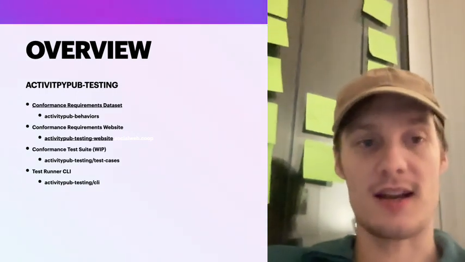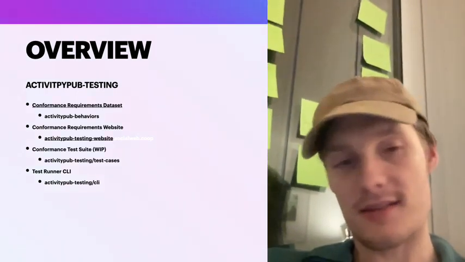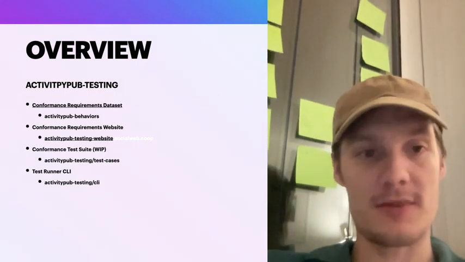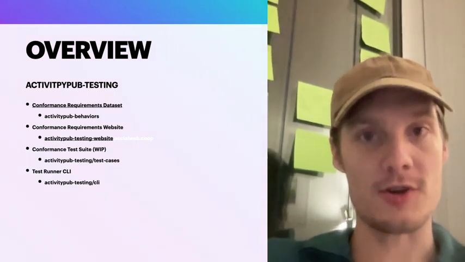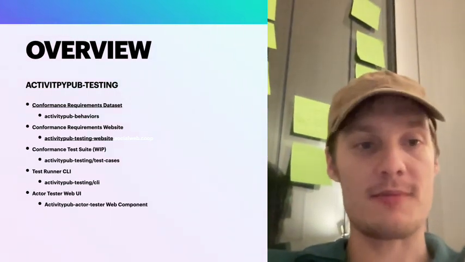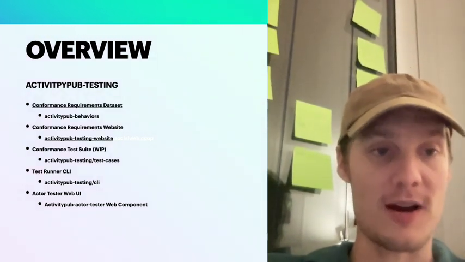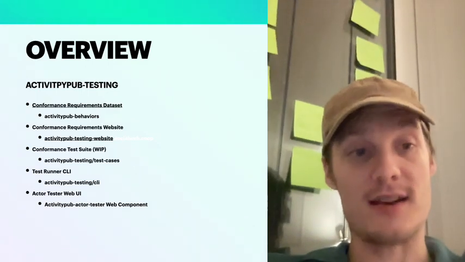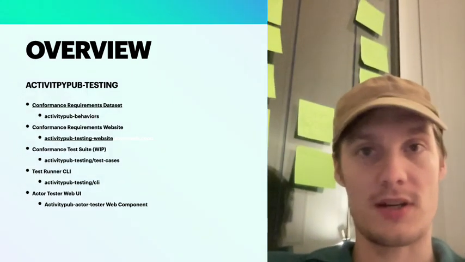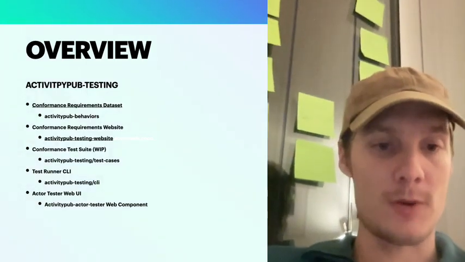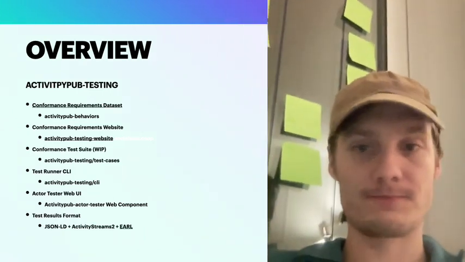A test runner CLI is provided by activitypub-testing itself, which has an executable script that acts as a command line interface so you can use it from a terminal. And the ActivityPub actor tester is the first and only web UI right now, which lets you test an actor and embed that as a widget anywhere you want in any web page with no dependencies, which is pretty cool.